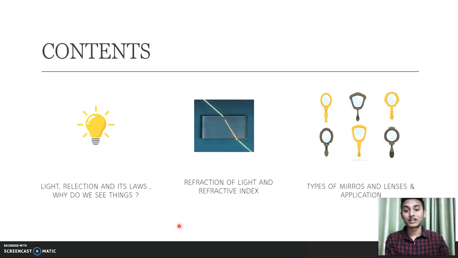So let's get started with the course contents. For the contents, we have what is light, its reflection phenomena, its laws, and why do we see things. Then we move to refraction and refractive index, and after that we'll cover the types of mirror, types of lenses, and their applications.